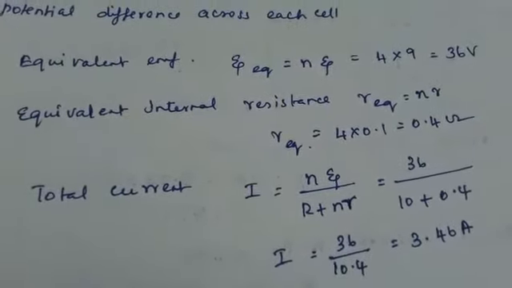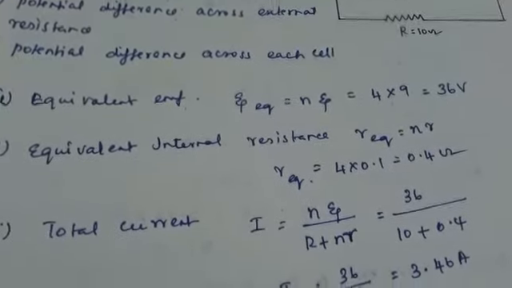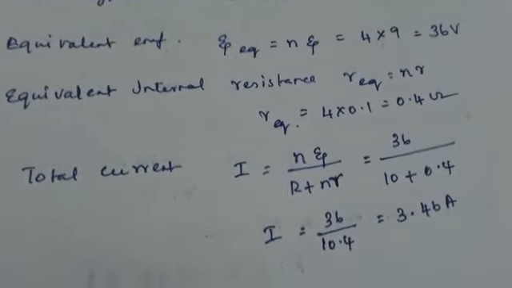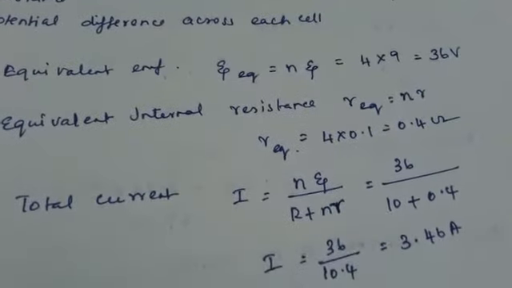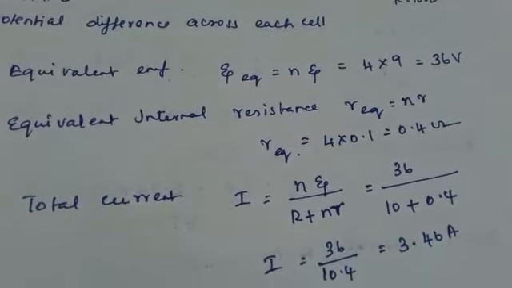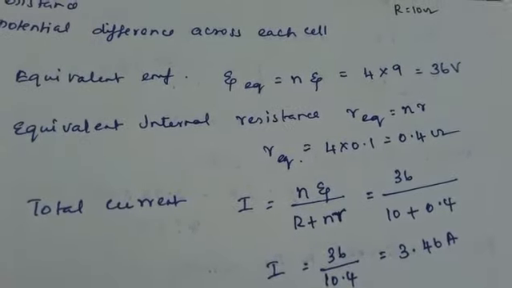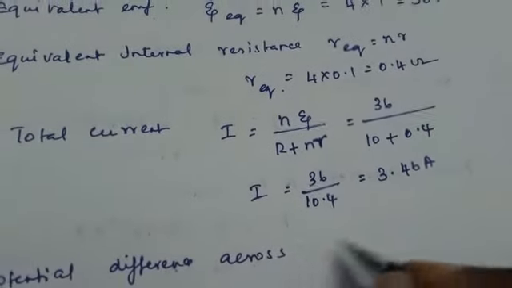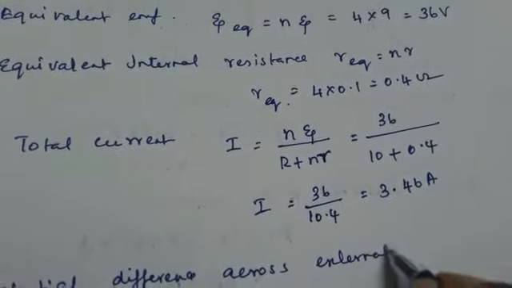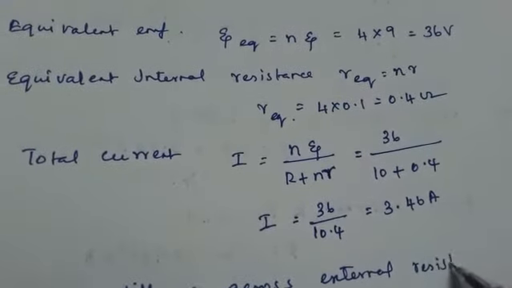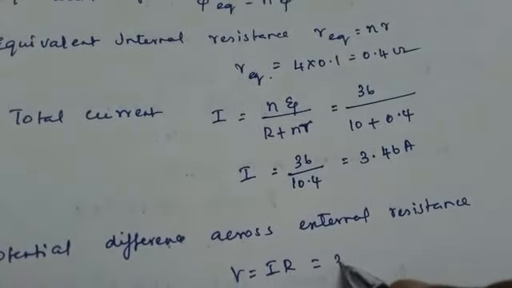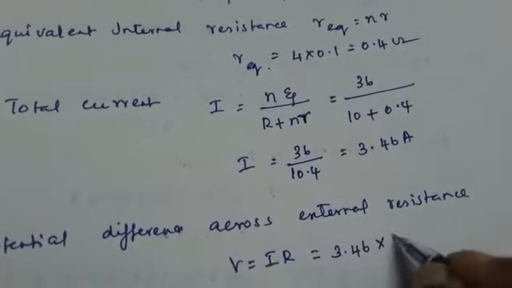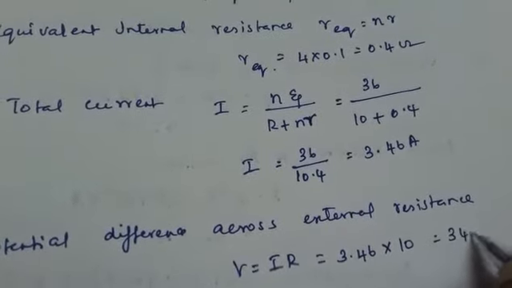Now the fourth part is potential difference across the external resistance. What is the value of external resistance? 10 ohm. So V is equal to what? IR. What is the value of I here? 3.46 into 10. So it is 34.6.